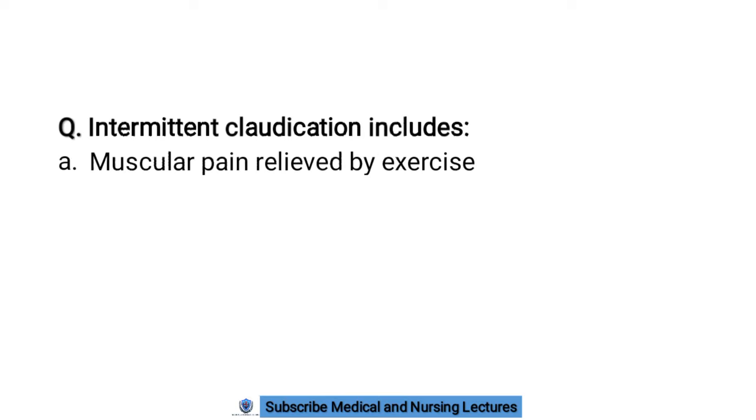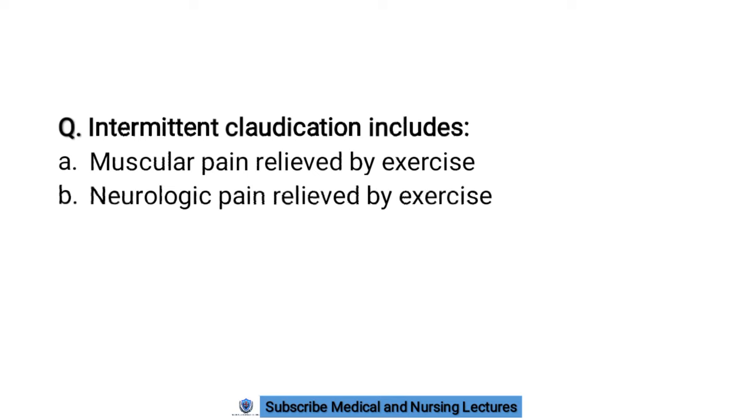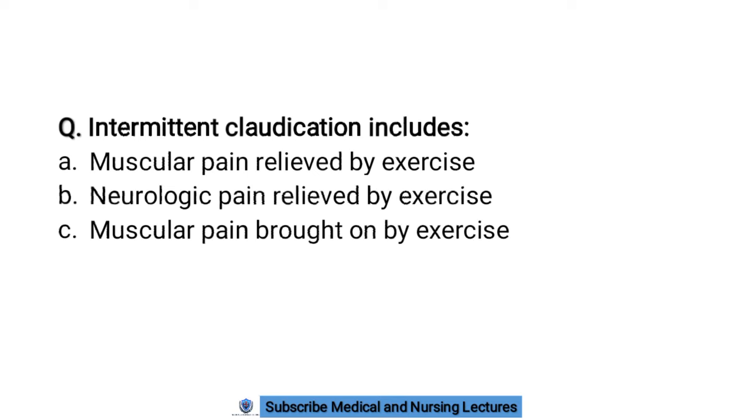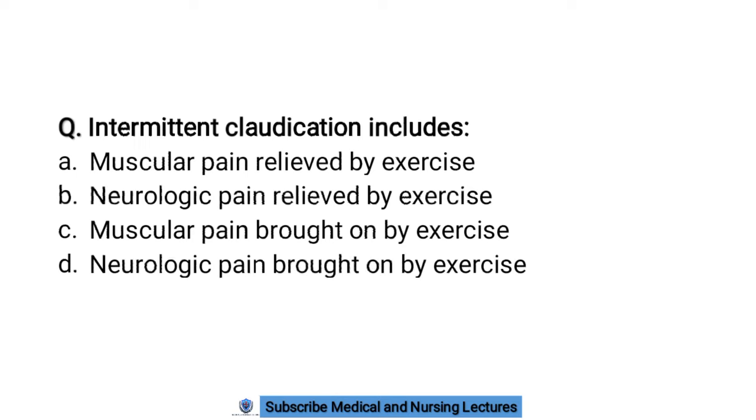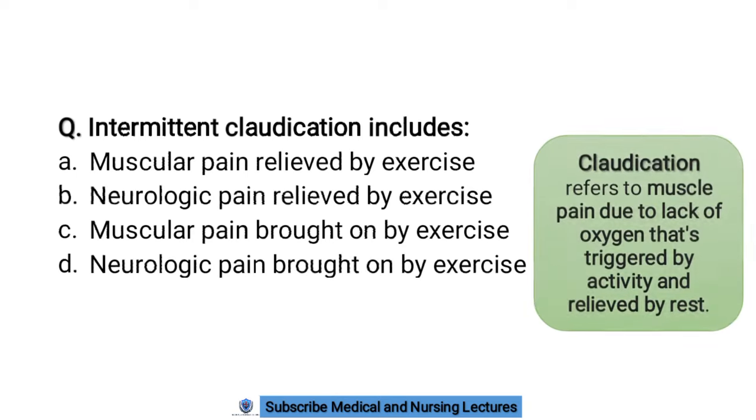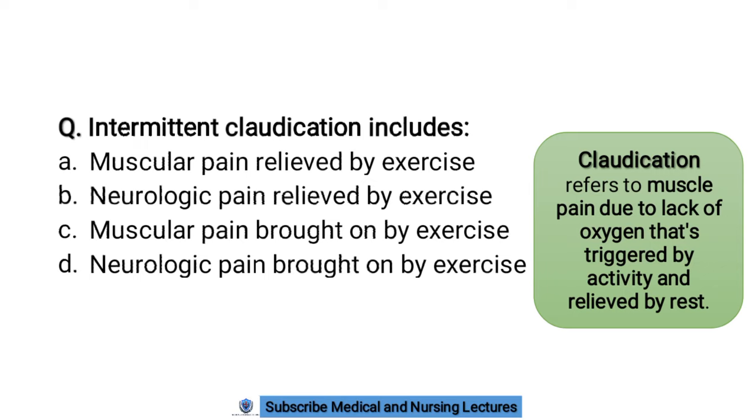Intermittent claudication includes: option A, muscular pain relieved by exercise; option B, neurologic pain relieved by exercise; option C, muscular pain brought on by exercise; option D, neurologic pain brought on by exercise. Here we should first know what exactly claudication is. It has been defined as muscle pain due to lack of oxygen that's triggered by activity and relieved by rest. So here the correct option is option C, muscular pain brought on by exercise.